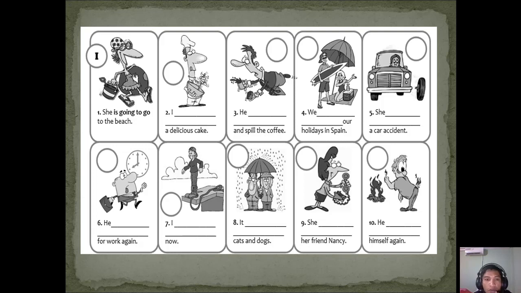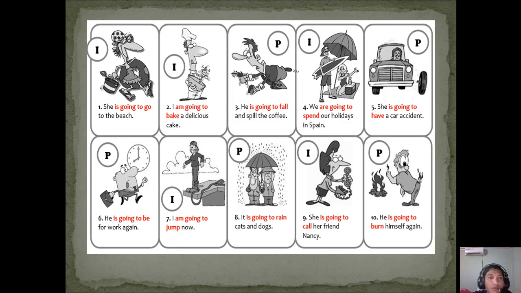Okay, so look at individual pictures and try to make a prediction or intention. Okay, for example, number one is a kind of intention. She is going to go to the beach, and number two is a kind of intention that I am going to bake a delicious cake, and number three, he is going to fall and spill the cake. And number four, we are going to spend our holidays in Spain. Number five, she is going to have a car accident. Okay, so based on the situation and evidence, we can make a prediction or intention.